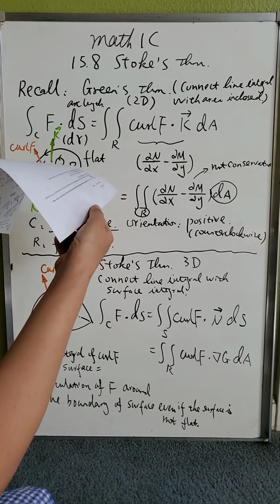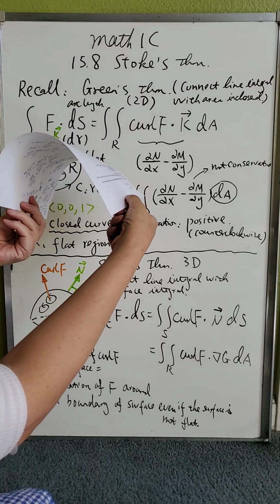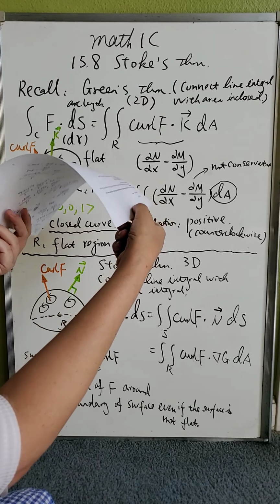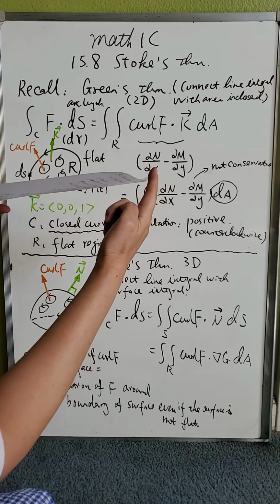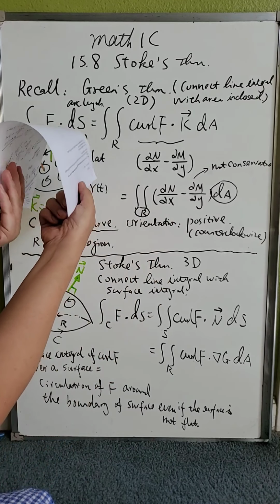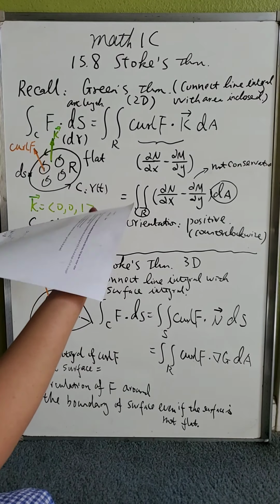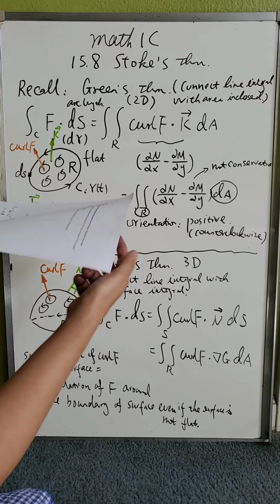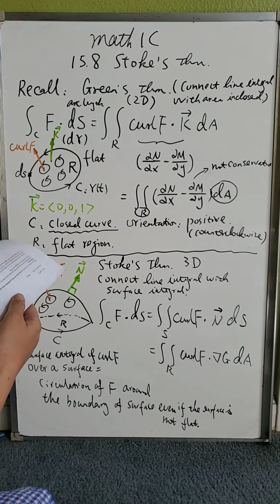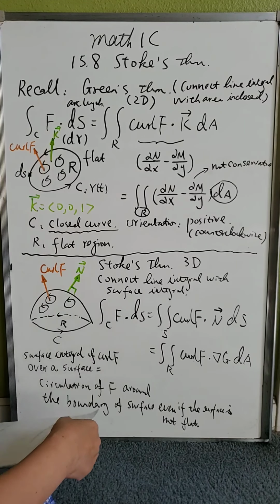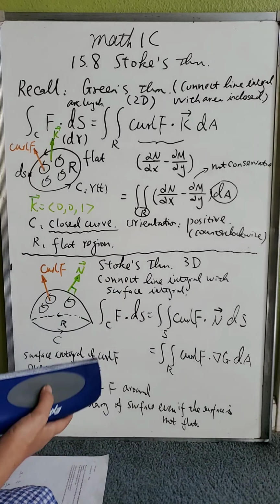Stokes said that if my surface is this way, or a little flatter, or like this, it doesn't matter. What matters is the boundary. As long as my boundary is the same, it doesn't matter how my surface looks. I will still get the same result, as long as my orientation is not changing, meaning it's still counterclockwise, and my vector field is not changed. Then it should be the same. So that is very helpful. That laid the foundation for what I'm going to teach later on.